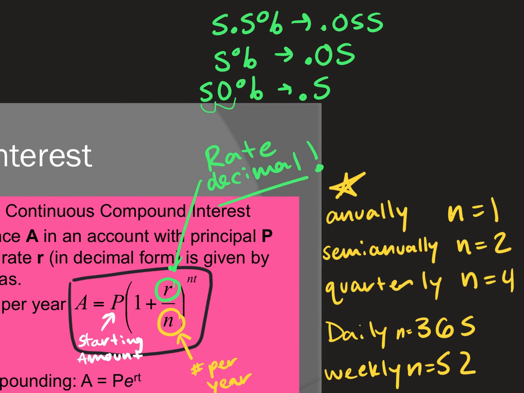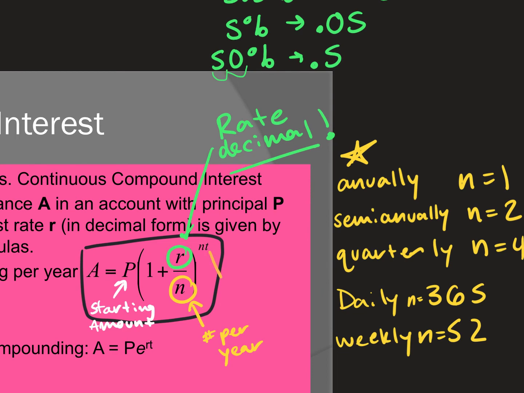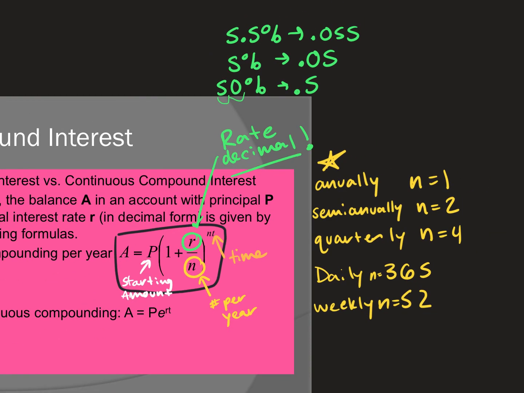And then lastly in our equation we have T. What do you think T is? Time. So that's how many years it gives you. It'll tell you compounded over 8 years, then your T would be 8.